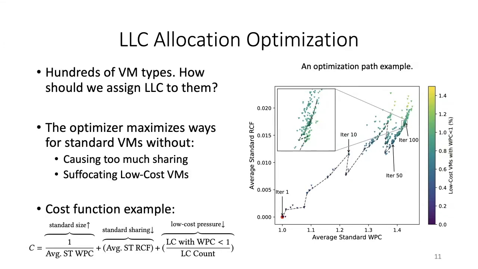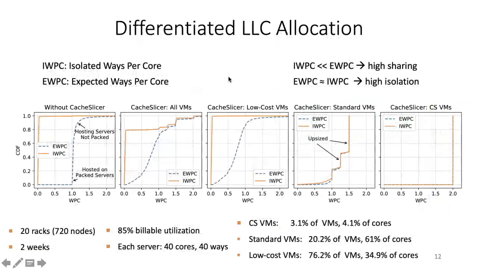There is also a scheduler that now is LLC aware. We added 2 rules to the scheduler to enforce that the cache sensitive VMs get all the resources that they need, and the standard VMs and low-cost VMs have a minimum contention. To find what changes we made to the scheduler, please look at the paper.